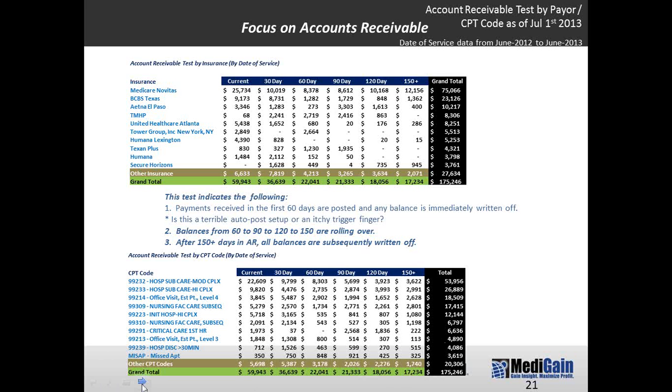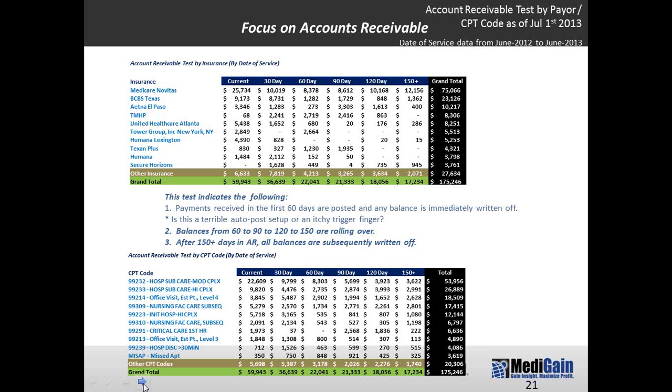If we really put the slide rule to it, I would say in this particular case, somewhere between the 45th and maybe 50th day, this practice has gotten all their money in, and if they haven't gotten it in by that day, they just don't get it in. It rolls over and rolls over and rolls over, and eventually gets written off at 150 days, which is also, in this case, maybe a little aggressive. Itchy trigger finger is my official term for that.